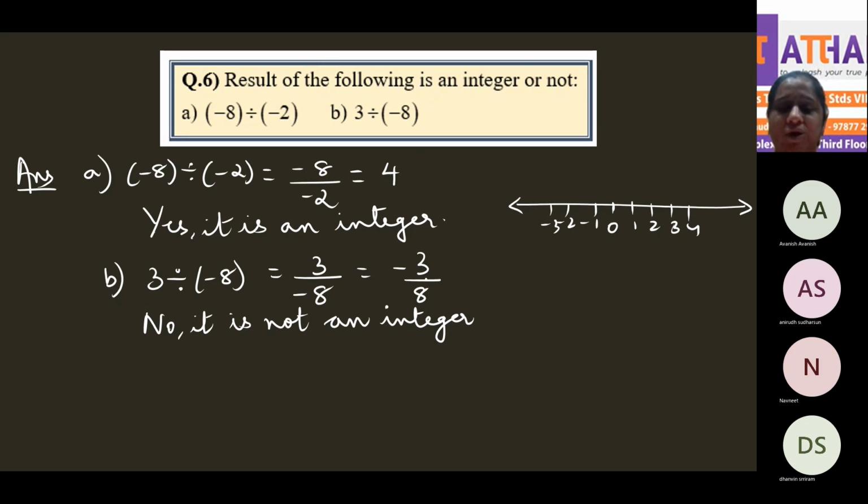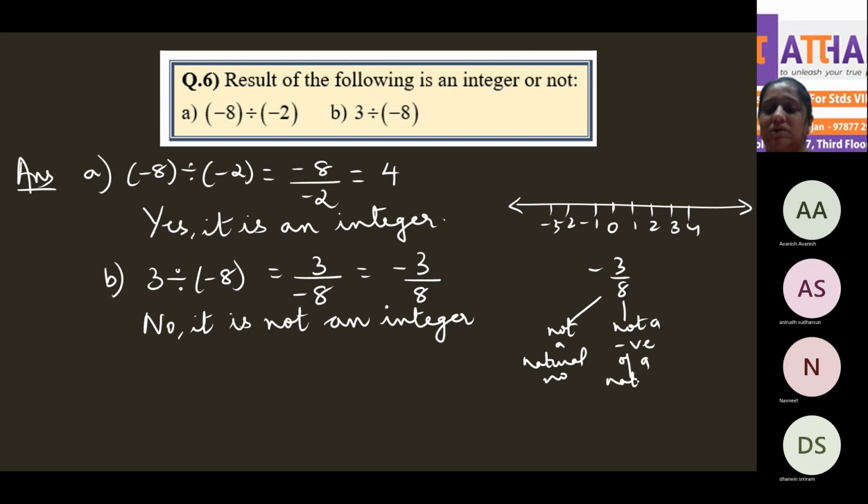But the second one, you cannot simplify any further. 3 by -8 is nothing but -3/8. You cannot cancel and simplify it any further. Now, how do you know if it's an integer or not? -3/8 is not a natural number, and it is not the negative of a natural number. It is also not 0. So it's not an integer, because what is an integer?